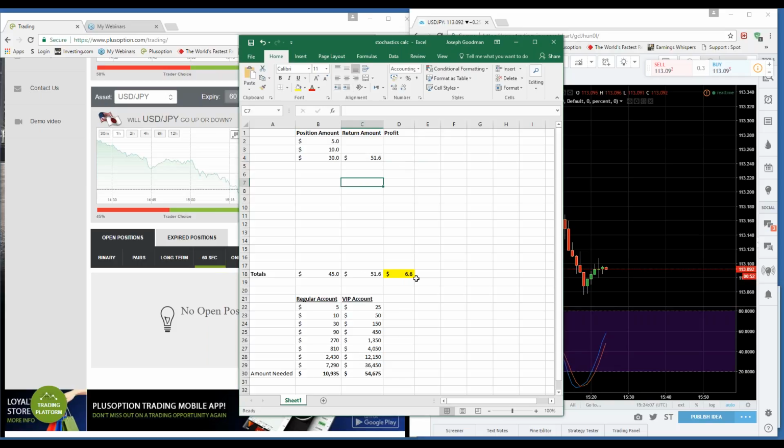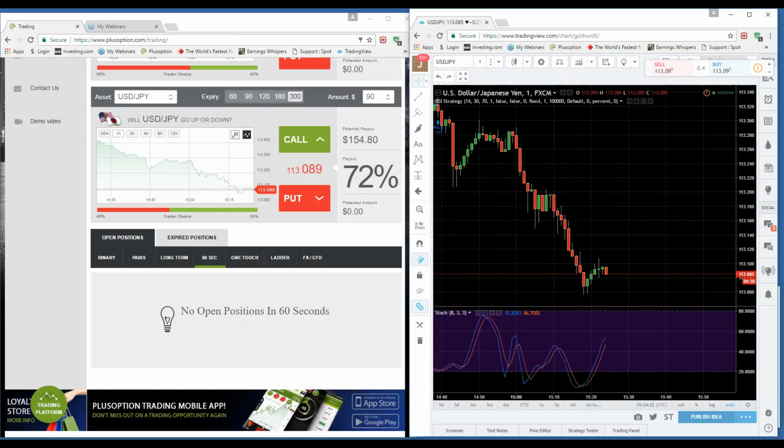Okay, so all in all, we are up $6.60, and that's because we are trading with such small amounts, remember, but we did cover ourselves nicely. Now let's move on and look for our next opportunity. Okay, so we have a couple assets to choose from here. So let's cycle through and see if we can find the right choice.